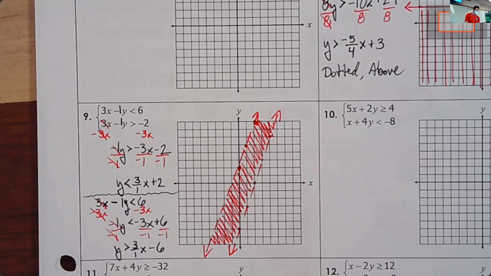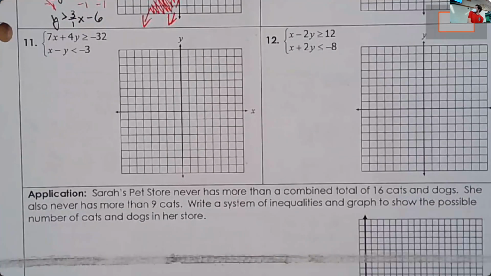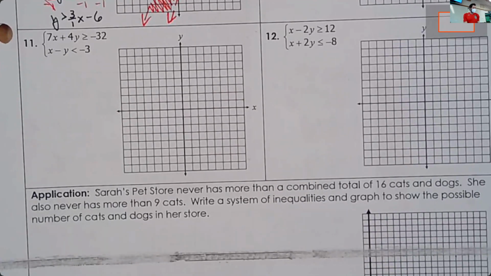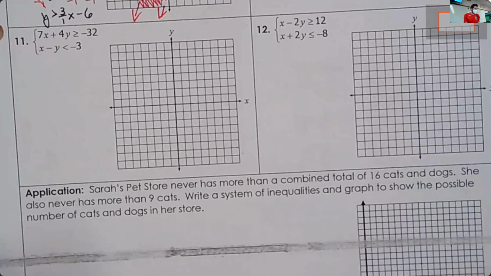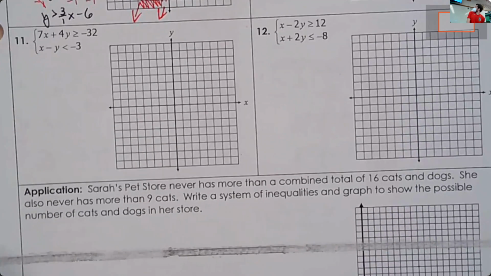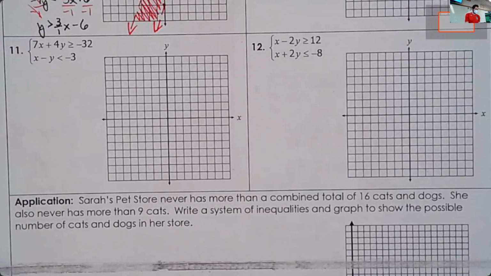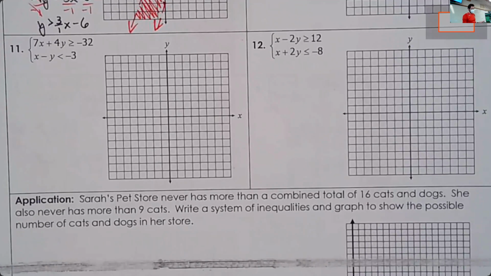All right. Application problem. Here we go. Sarah's pet store never has more than a combined total of 16 cats and dogs. So basically it's probably a small shop and it doesn't have room for more than 16 animals. She also never has more than 9 cats. I mean, if it were me, I'd just have dogs, but you know, Sarah can do what she wants. She never has more than 9 cats. Write a system of inequalities and graph to show the possible number of cats and dogs in her store.